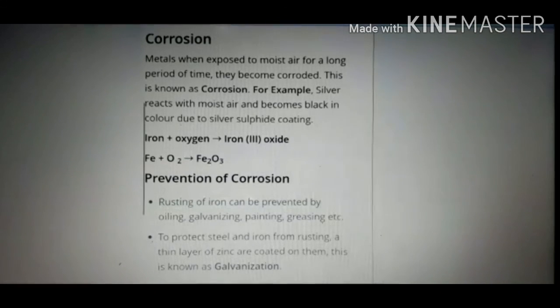How can we prevent this kind of corrosion? Rusting of iron can be prevented by oiling, galvanizing, painting and greasing. By these methods we can prevent corrosion. To protect steel and iron from rusting, a thin layer of zinc is coated on them. This is known as galvanization. A coating of zinc is applied around the iron metal. This method is called galvanization. By this method we can prevent corrosion.